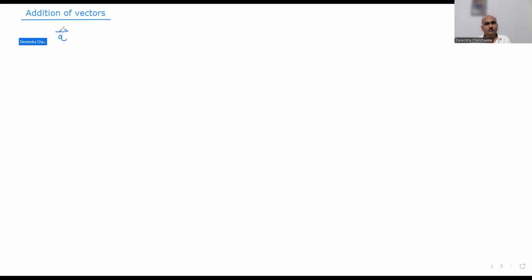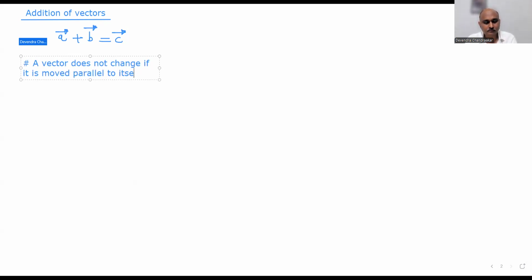When two vectors A and B are added, we get a vector only, and the process of adding these two vectors is different. But please remember, there is this statement which you should always remember before moving ahead into addition of vectors. So the statement is, a vector never changes. इसको never की जगह लिख दो, a vector does not change if it is moved parallel to itself.